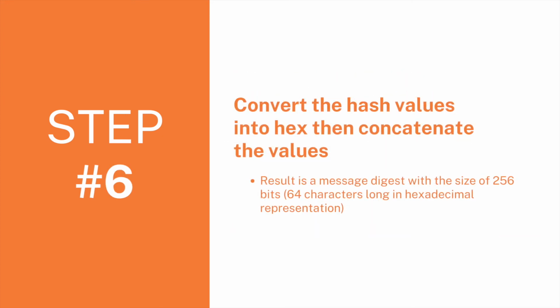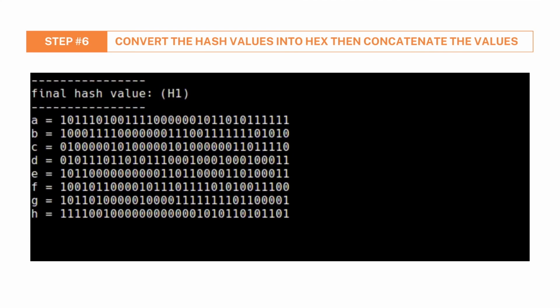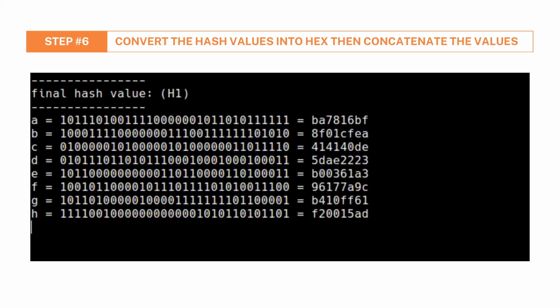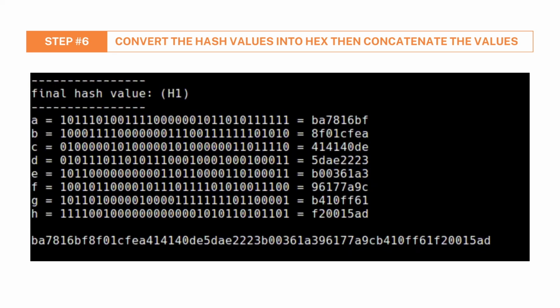Finally, we are now at the final step of the algorithm. Once all of the blocks are compressed, the final hash values are each converted into their hexadecimal representation and finally concatenated together to form the final message digest that is 256-bit long, or 64 characters long in hexadecimal representation. Remember that we have 8 hash values times 32 bits is equal to 256 bits, which confirms that the final message digest has a total of 256 bits.